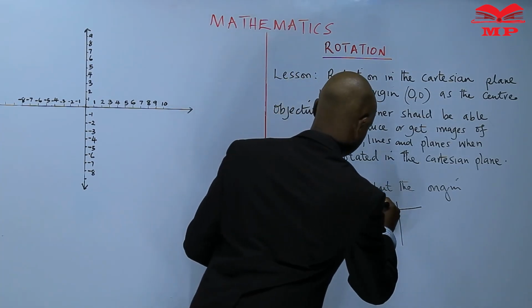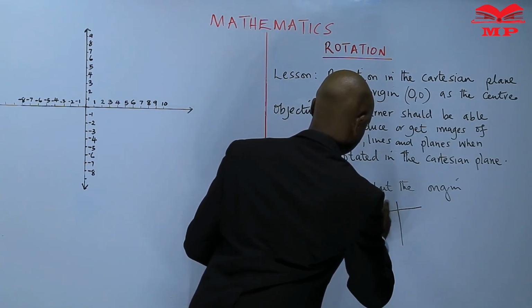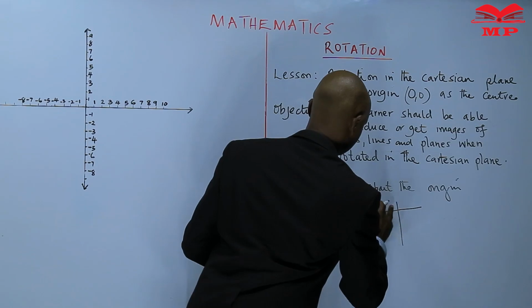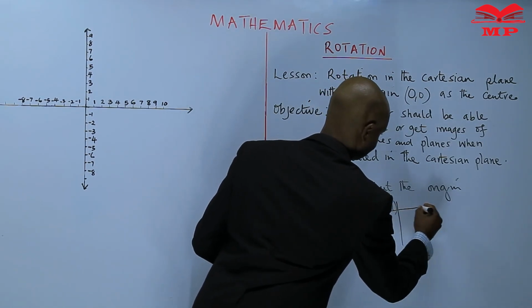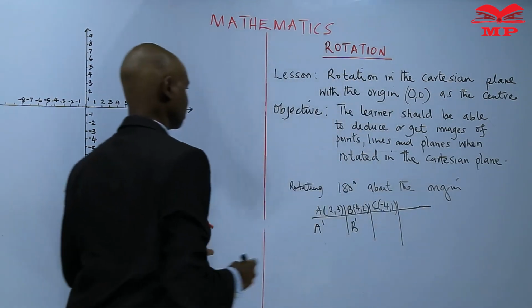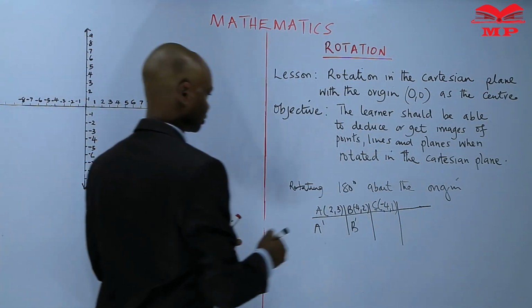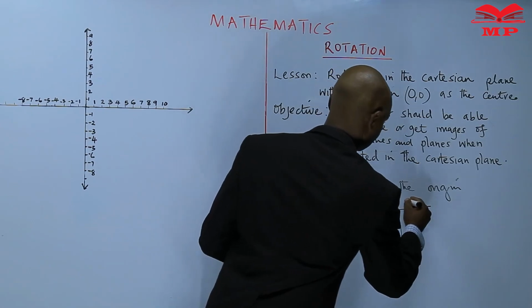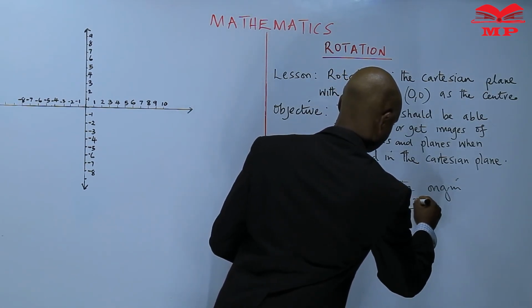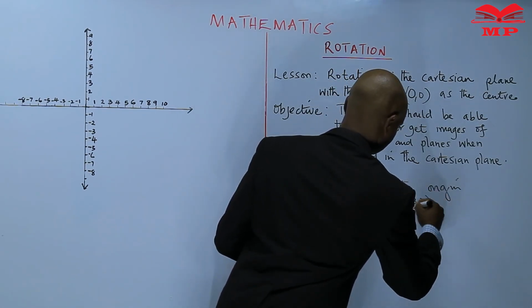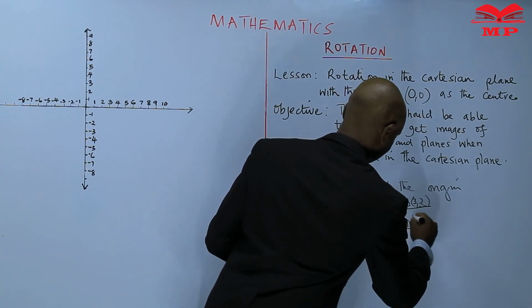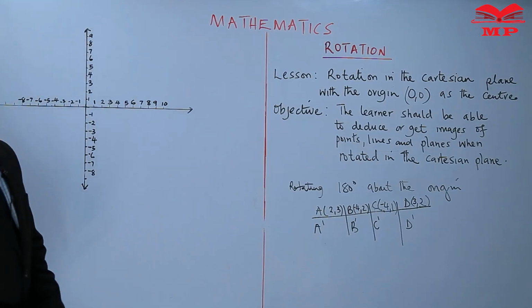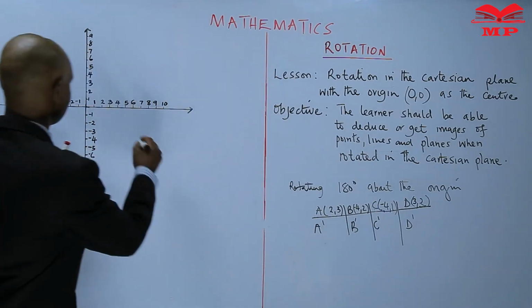And the last point, we can choose D, 3, 2. So we shall get the points A prime, B prime, C prime and D prime. The first point A is 2, 3.